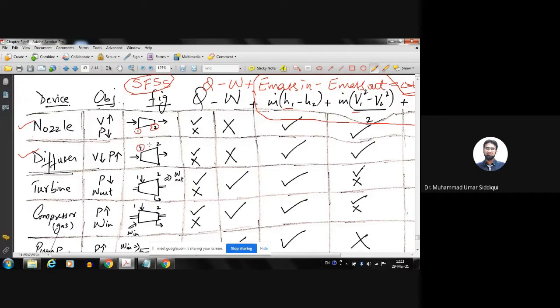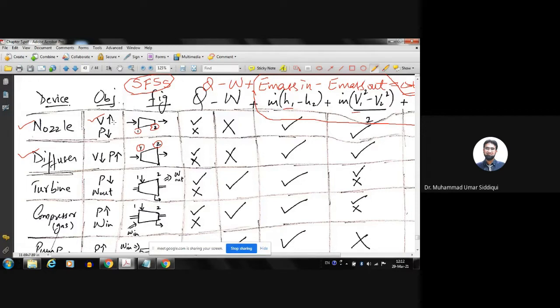For the case of the nozzle, the pipe diameter decreases as it moves from inlet to outlet. For the case of the diffuser, the pipe diameter is actually increasing. For nozzle, it's decreasing; for diffuser, it's increasing. Now let's talk about the main objective of the nozzle. The main objective of a nozzle is to increase the velocity. So whatever fluid you're passing through it, if you want to increase its velocity, then we make it pass through the nozzle.